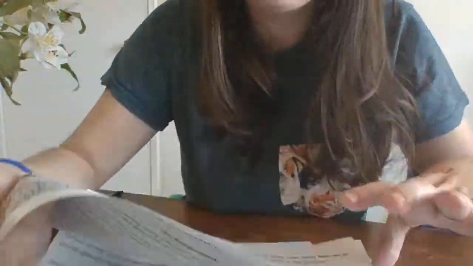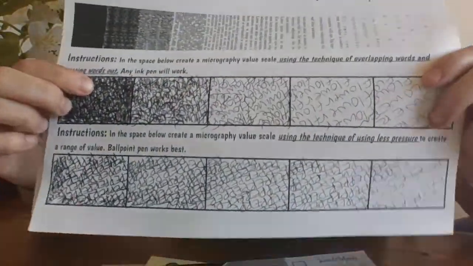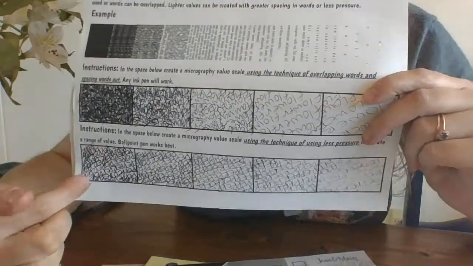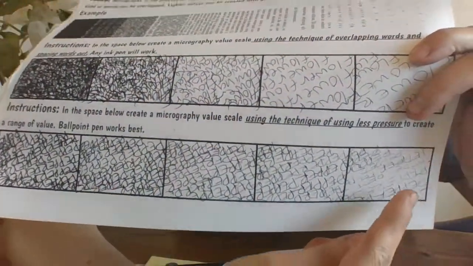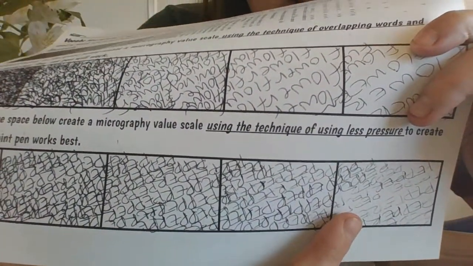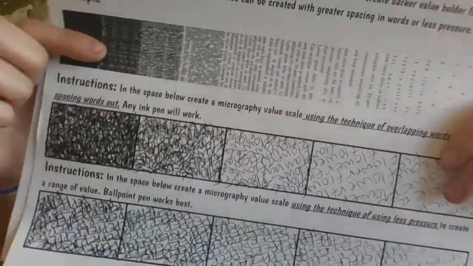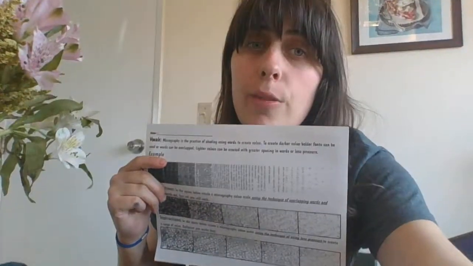Okay. Here's my two value scales. Whoa! This one using overlapping. This one using pressure. It's a much more subtle difference, but you can tell it's lighter here because I used less pressure compared to here where I was pressing really hard. So I think that's going to be it for today.